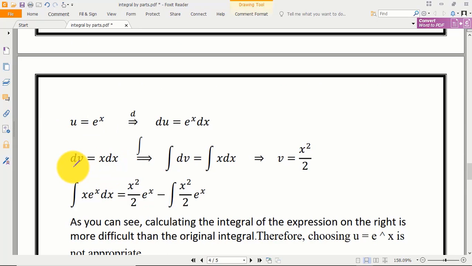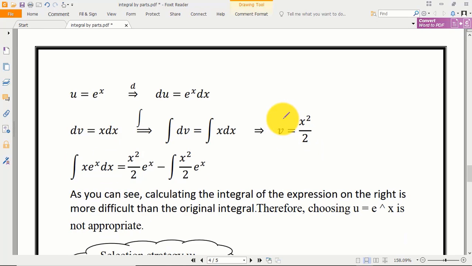Alright, I'll take u as e to x and dv would be the rest, x dx. What's next? We're going to evaluate du and v. du would be e to x dx and v would be the integral of x dx, which is equal to x squared over 2. Now we're going to plug u, du, dv, and v into the formula.